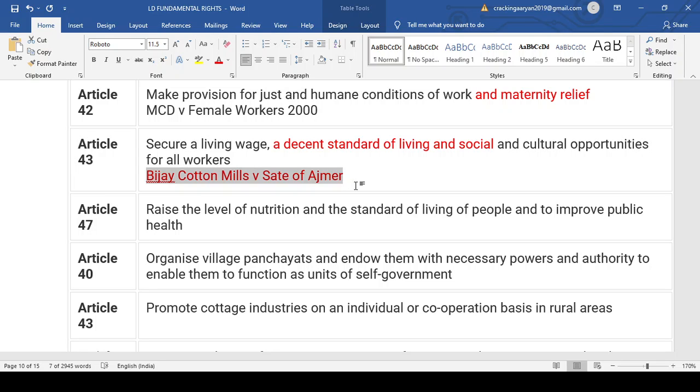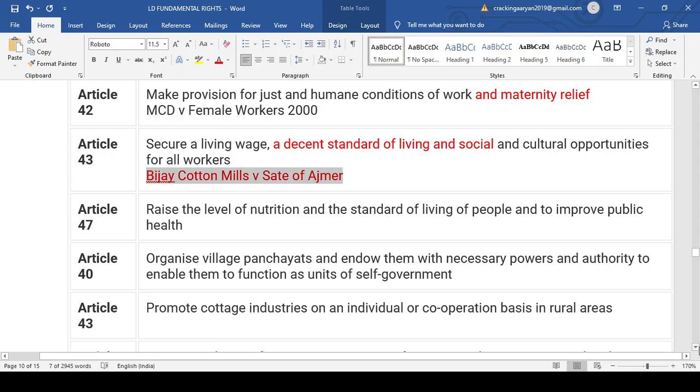The businessman and the industrialist, they challenged that how can the government fix the minimum wage? How can the government fix the minimum wage when we have Article 19 Clause 1G? Anyone who can tell what is Article 19 Clause 1G? Very good. So Article 19 Clause 1G talks about trade and business. So they told that how can the minimum wage be fixed by the legislature?